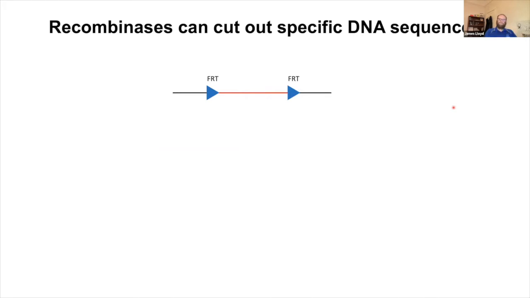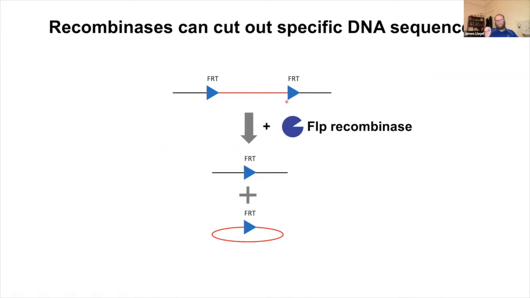These recombinases recognize short sequences, about 35 base pairs long, and this is the FRT recombination target site sequence. This is sat in the genome, and all the sequence in red between these two sites could be of functional importance that we want to conditionally remove. Then when we express the recombinase, in this case FLP, we cut that bit of DNA out. This leaves one FRT site in the genome, and all the sequence in between is cut out and becomes circularized, and so is not functional in any useful way. We effectively remove it from the system.